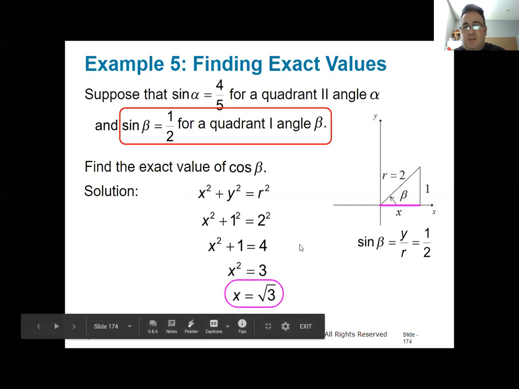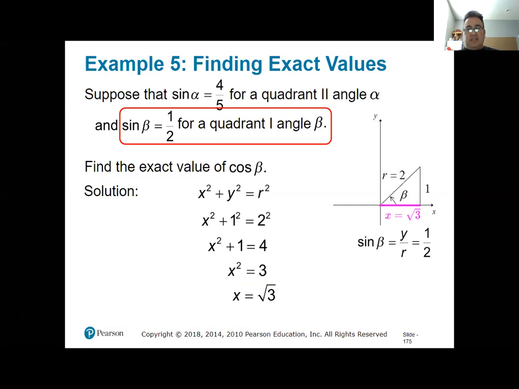All right. So now what? We got that x is the square root of 3. So that's our answer, right? No. What do I need to do? I need to find the cosine of beta. So cosine is what? X over r, so radical 3 over 2. And since we are in the first quadrant, they're all positive.